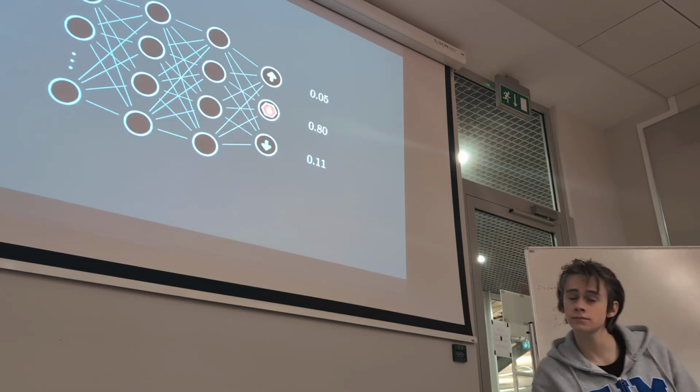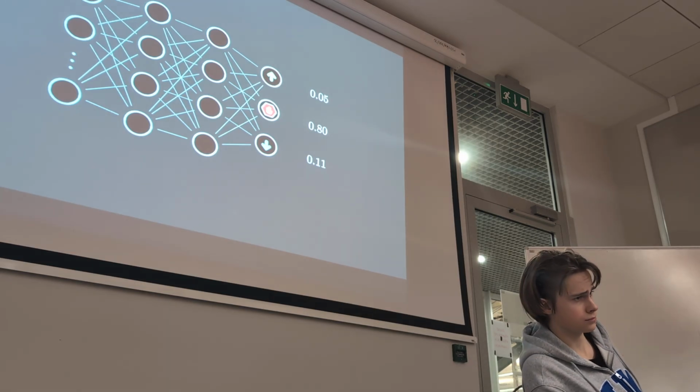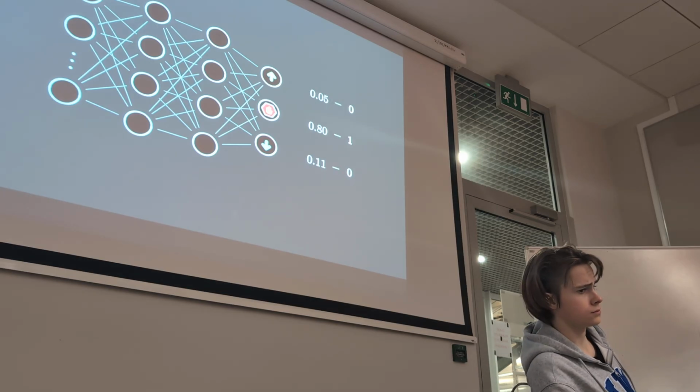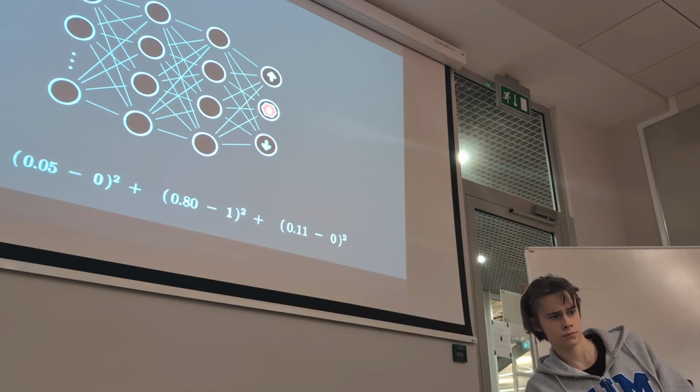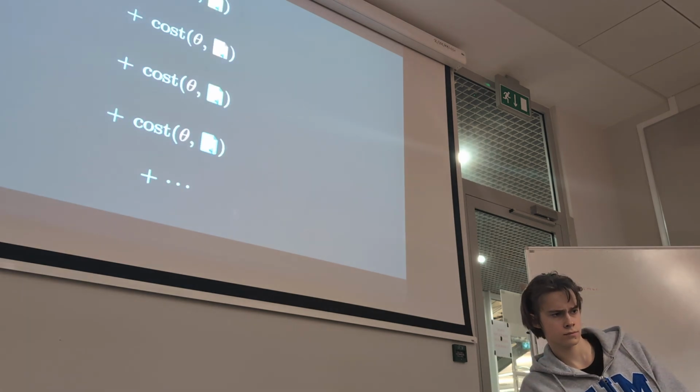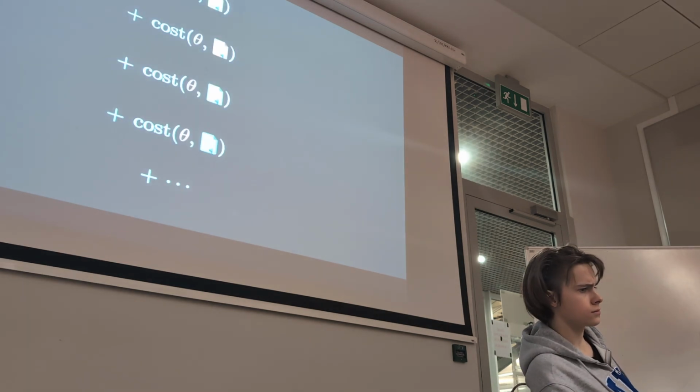Then, for each example in the dataset, you compare the output of the neural network to the ideal output. Take the difference, the square, and then the sum, and you get the cost of a single training example. By taking the sum over all training examples, you get the overall cost function.